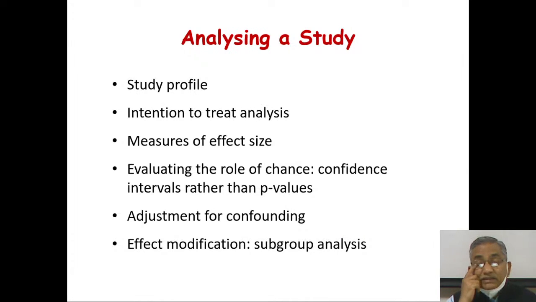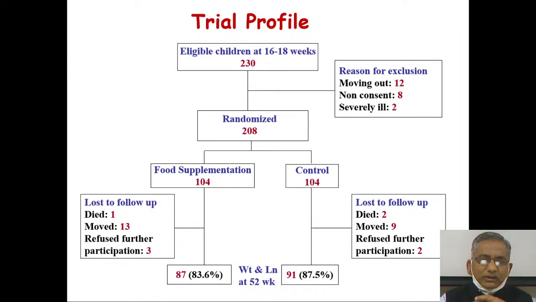How do you analyze a clinical trial? In a clinical trial, the first thing that one has to report is the study profile or the trial profile. Trial profile means how many patients did you screen? Right? So this is just an example. In that study they screened 230 patients.